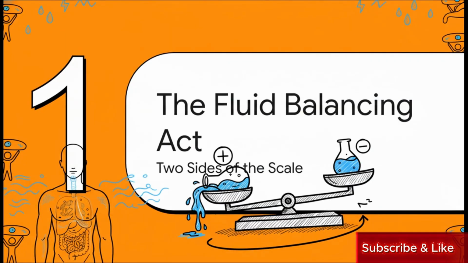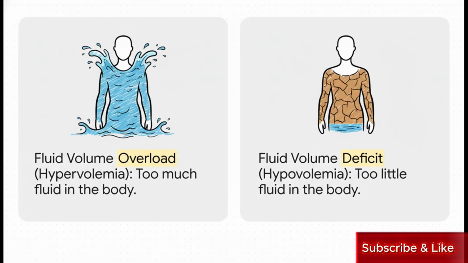You know, at its heart, the human body is all about balance. It's always striving for that sweet spot called homeostasis. So I want you to picture your body's fluid level like it's on a scale. When things are good, it's perfectly level. But when that scale tips too far in one direction or the other, well, that's when we get into trouble.